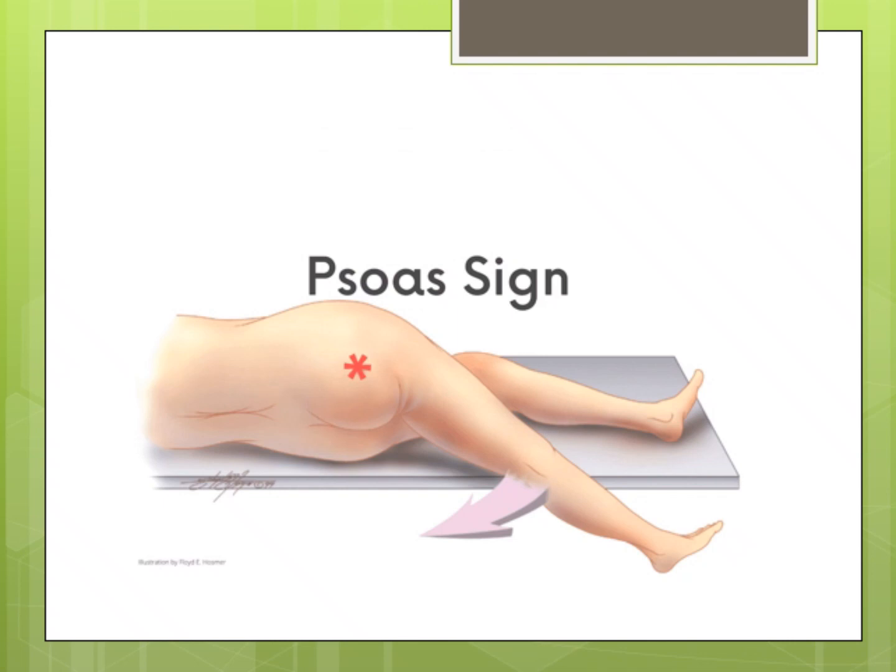If the appendix is retrocecal in position, it can be confirmed by mildly hyperextending the hip joint. When the hip joint is hyperextended, the retrocecal appendix, which is lying on the psoas muscle, irritates the psoas muscle and pain is increased. So, a psoas sign is said to be positive.